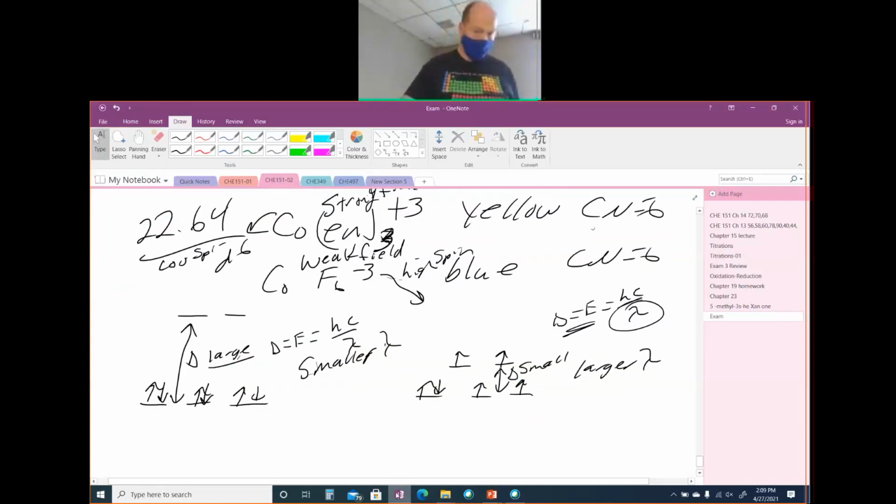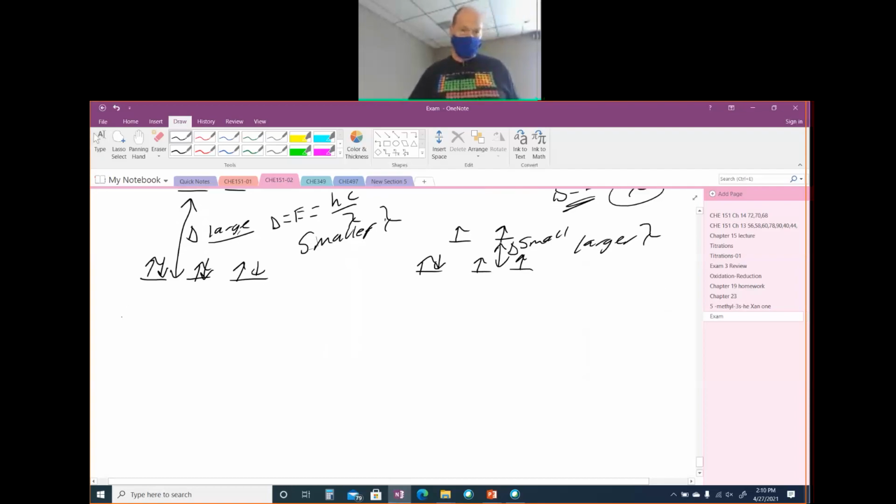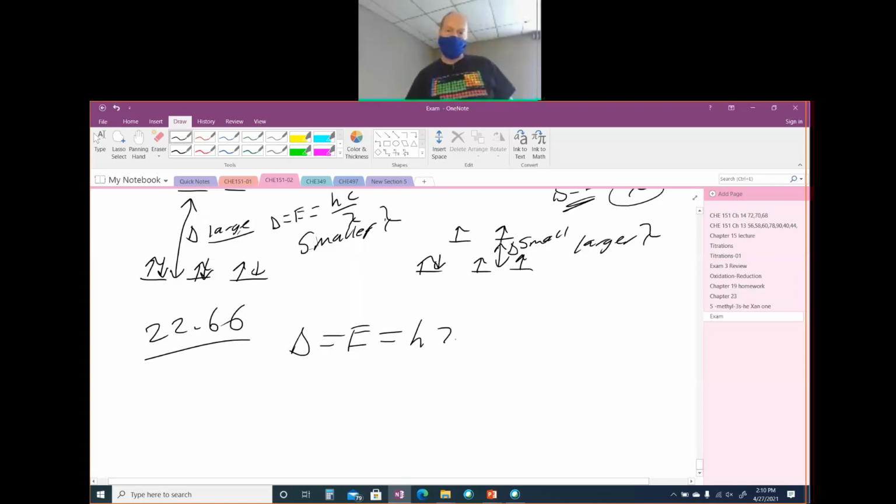All right. That was 64, 66. What is the value in kilojoules per mole for delta? So delta is energy, that's equal to h nu, which is equal to hc over lambda, when your wavelength is 680 nanometers.